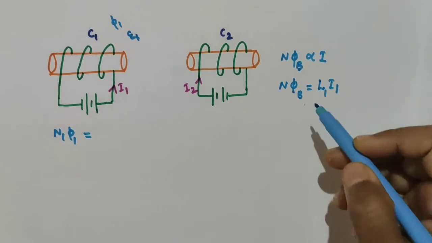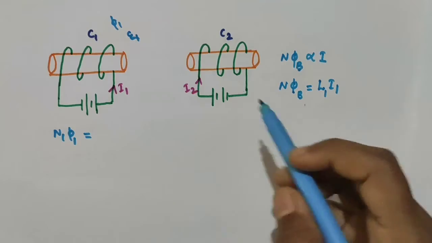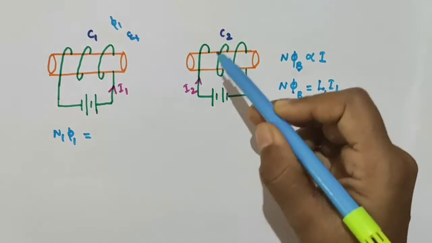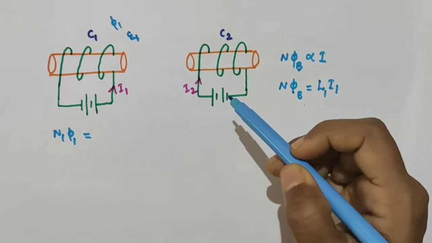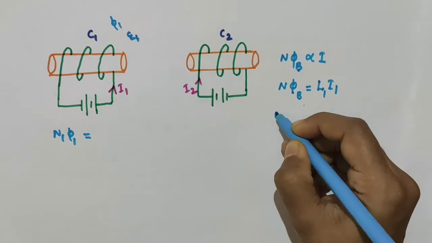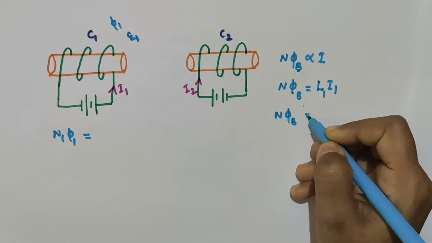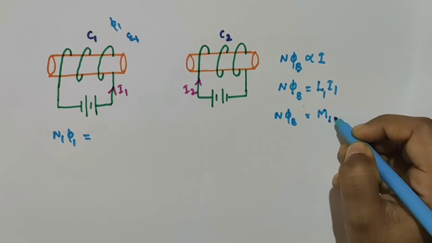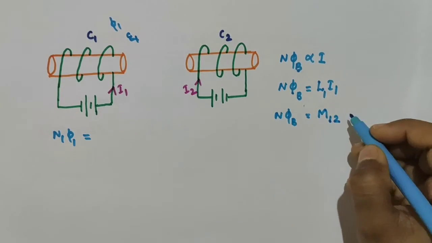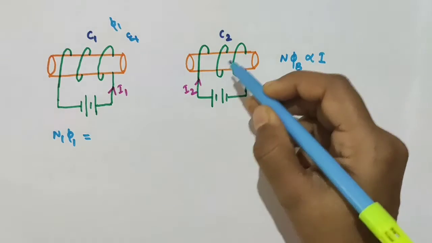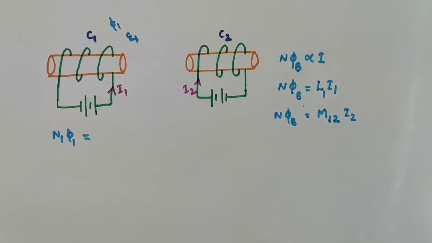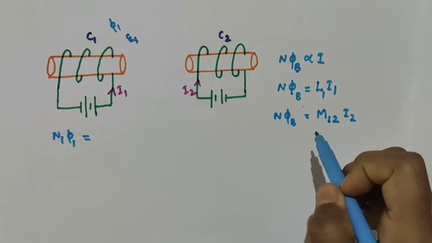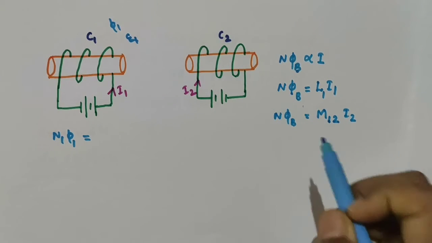Alright, now if you are taking the flux linkage due to the current I2 flowing through this neighboring coil C2, then what will be that flux linkage? That flux linkage will be equal to the mutual inductance of the coil C1 with respect to the coil C2 into the current flowing through this coil, that is I2. Okay, L is the self-inductance and M is the mutual inductance or coefficient of mutual induction.